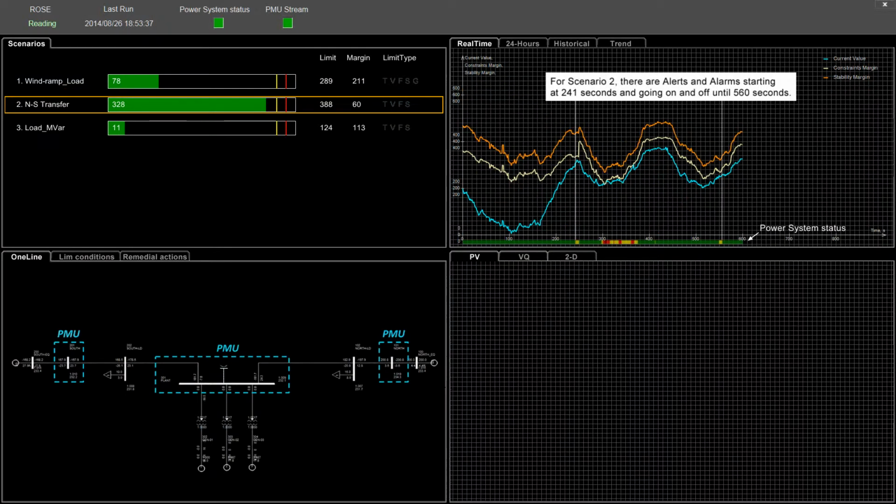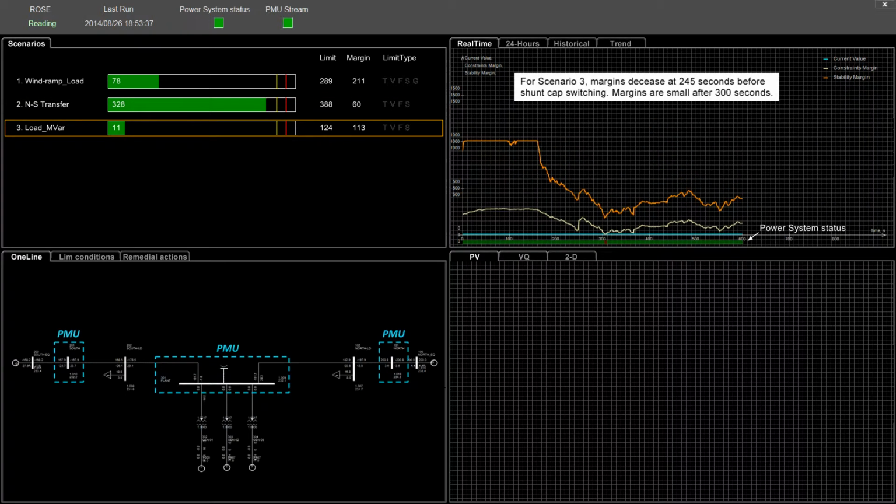For scenario 2, there are alerts and alarms starting at about 241 seconds and going on and off until 560 seconds. For scenario 3, we see margins decreasing at 245 seconds before shunt cap switching. Margins are also small after 300 seconds. We issue only severe alarms for this scenario.